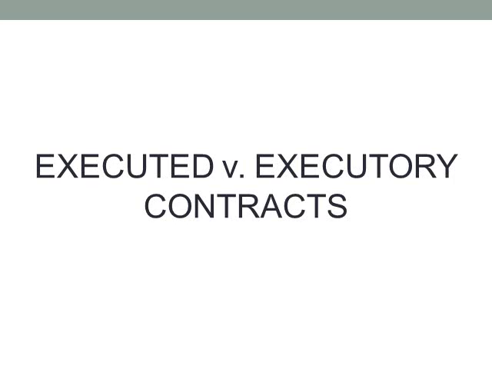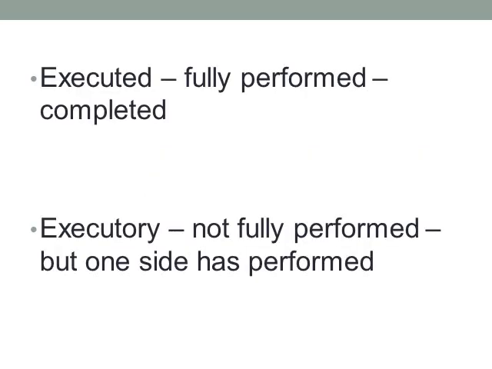An executory contract is when only one side has been fully performed. I come over, I shovel your driveway, and it's Wednesday, and you're going to pay me on Friday when you get paid. So I've done my part. I've shoveled the driveway, and now you have to pay me. If the contract is in that state where only one side has performed, that's considered an executory contract. So, executed: fully performed, completed. Executory: not fully performed, but one side has performed.